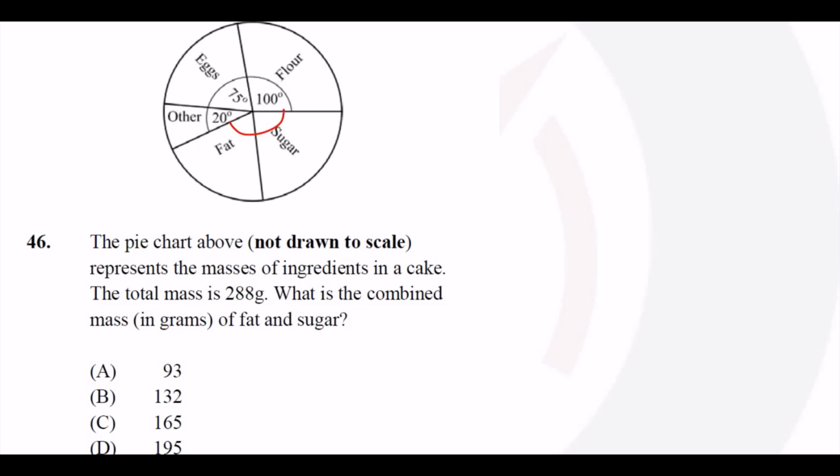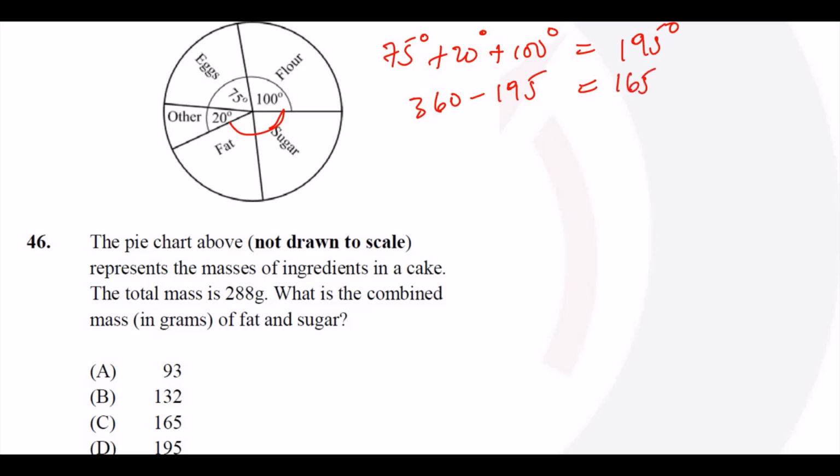So fat and sugar, so we have 75 degrees plus 20 degrees plus 100 degrees. So we add that, get 120, and 120 plus 75 gives us 195 degrees. So the remainder is going to be 360 degrees minus 195. When you carry over your 1, you get 5 and 6. So you get 165 degrees. So the combined sector angle here is 165 degrees.